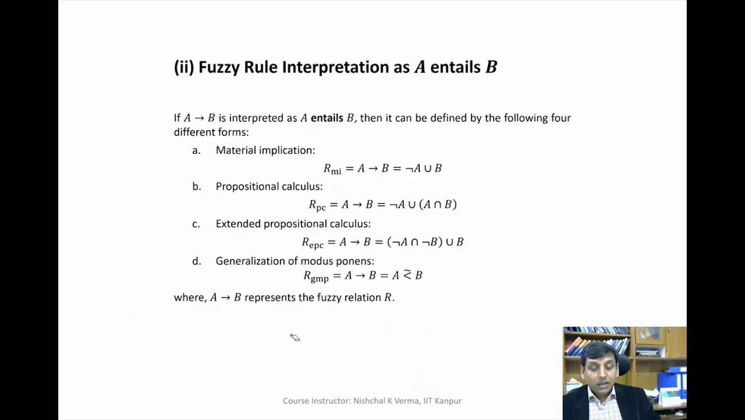Now, fuzzy rule interpretation as A entails B here. So if A forward arrow B is interpreted as A entails B, then it can be defined by the following four different forms. So first form here is the material implication, and the second form is propositional calculus. The third form is extended propositional calculus. The fourth form is the generalization of modus ponens.